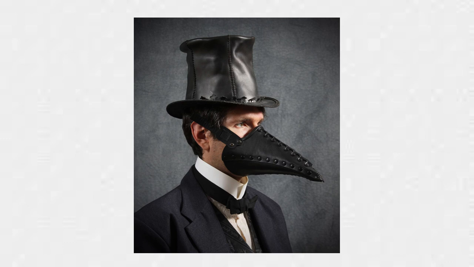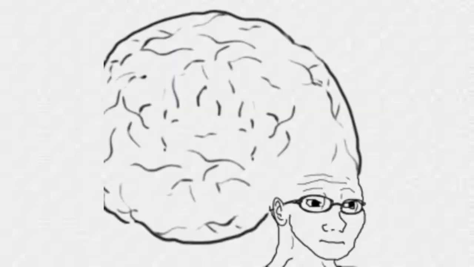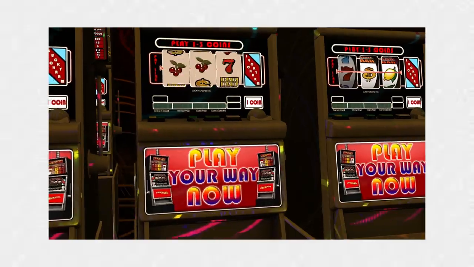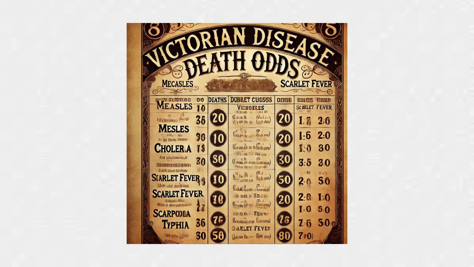A bit of a side question for the listeners out there who have way bigger brains than I do. Does anyone know if anyone gambled on these sheets? I could see some degenerates putting a few shillings on the over-under line of measles deaths, but I couldn't find anything out there.